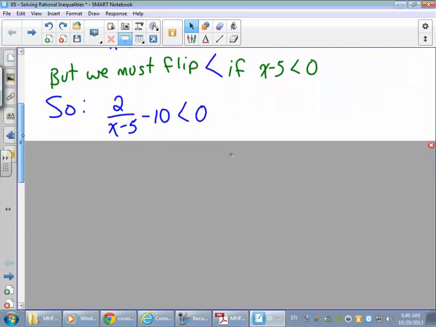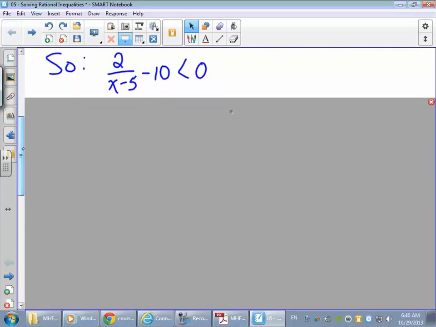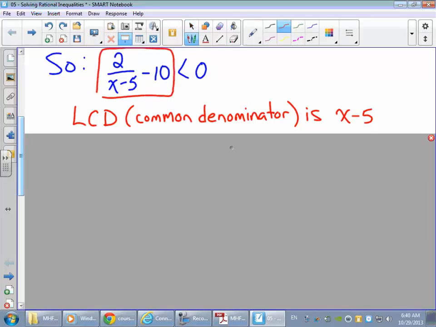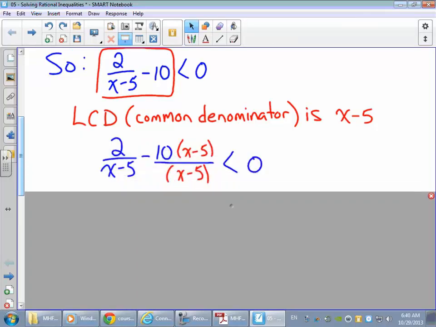So instead, my solution will be to subtract the 10 and get all the information on one side. I can always subtract and add across a less than or greater than sign without worrying about flipping. The next thing to deal with is what's on the left side. The only way I can simplify something like this is by finding a common denominator. The common denominator is x minus 5 here, and so I've rewritten my second expression, the minus 10, as a fraction with that same denominator.